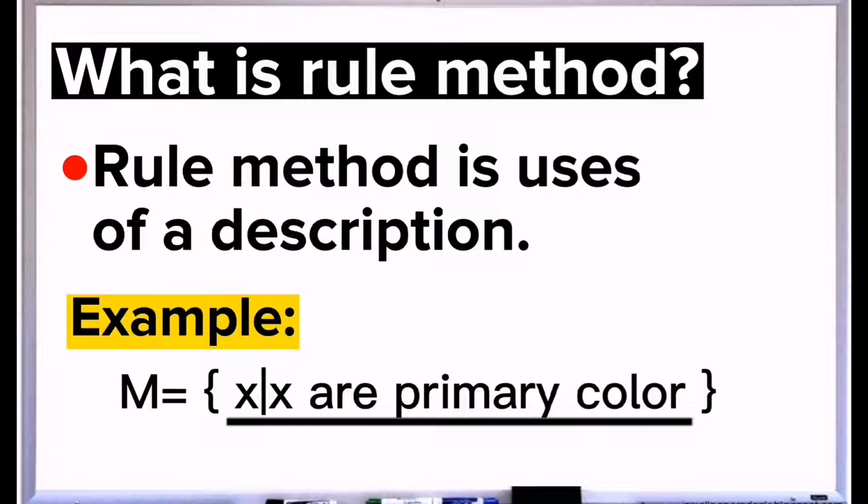On the other hand, the rule method uses a descriptor. When we write it in the rule method, we have set M is the set of all elements x such that x are primary colors. The vertical bar can be used interchangeably to replace the phrase such that or for which when describing sets. We use the vertical bar to separate the variable we have set from the property we are using to describe the elements of the set.